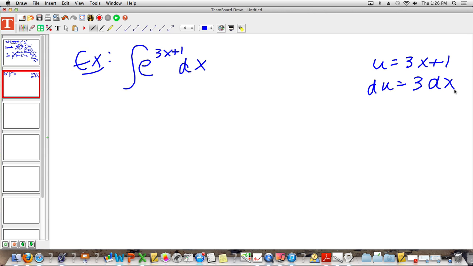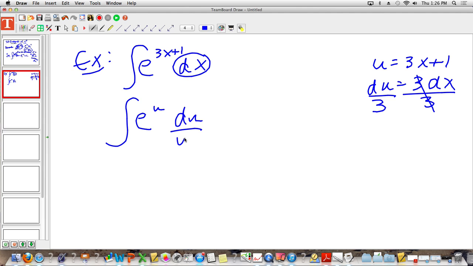All right, but over here, I don't have a 3 and a dx. I only have a dx. So what are you going to do over here? You're going to divide by 3. So you divide by 3 on this side, you divide by 3 on this side. So what I do now, and this part always gets a little bit fuzzy for some of you, is we have e to the u power, and then what is dx? It's du divided by 3. So that is the same thing as the integral of e to the u times du over 3.